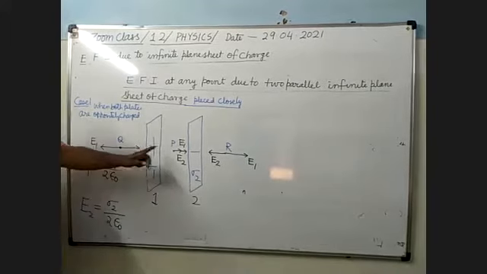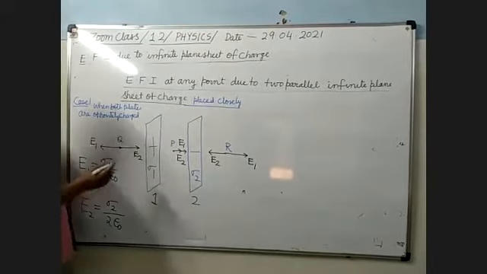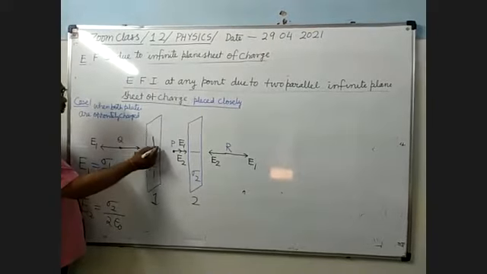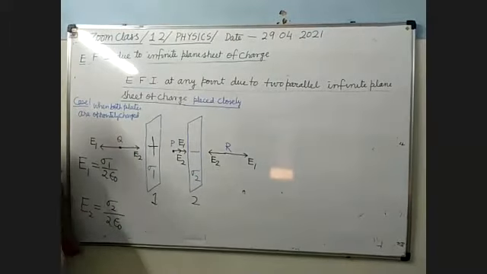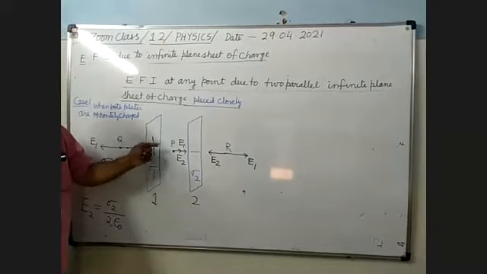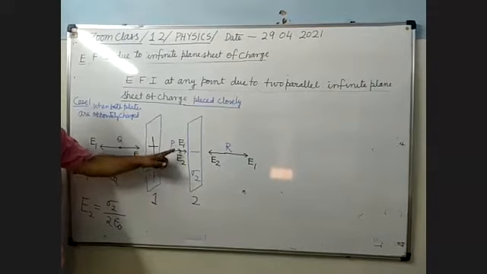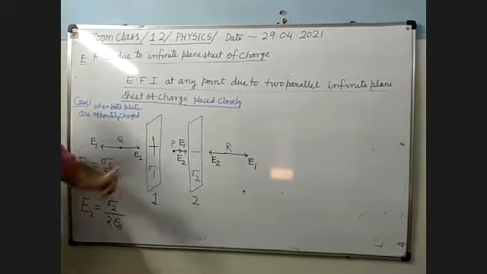So what will be the net electric field at any inside point? You can see here at any inside point, because of the positive plate, the field will be away from the positive plate. Because of the negative plate, it will be towards the negative plate. At any inside point, E1 and E2 both have the same direction. It's clear?